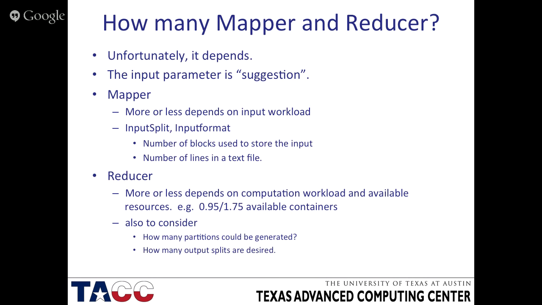So when the number of groups is not a concern, then most of the time the number of reducers will be determined by the actual resources you may have.